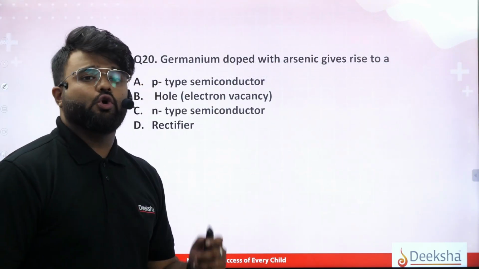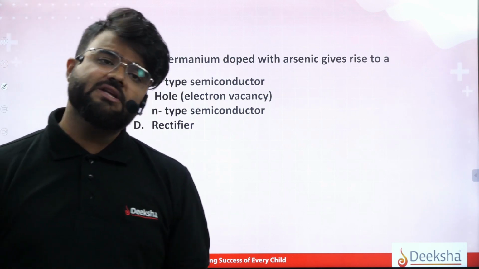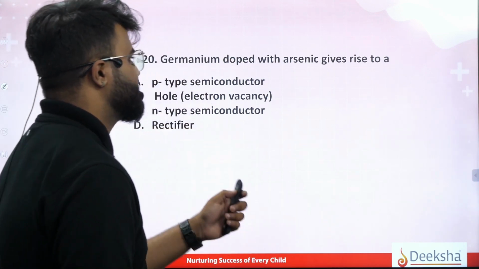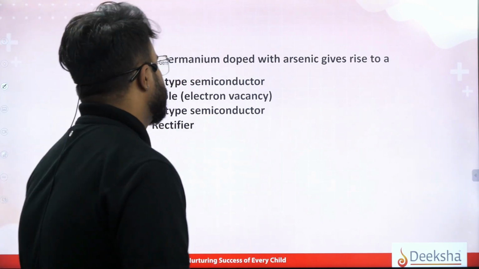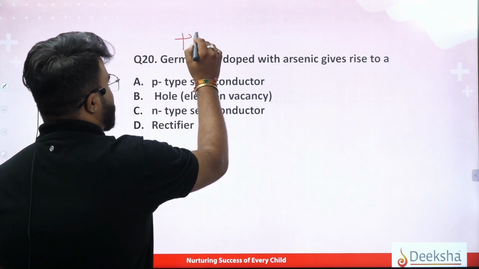Coming back to question number 20, germanium doped with arsenic gives rise to a dash type of semiconductor. Simple. How many valence electrons does germanium have?